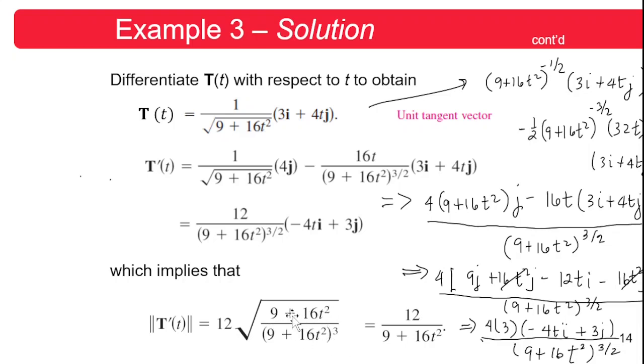And because 9 plus 16t squared is common in both the numerator and denominator, you cancel this out. So this becomes 9 plus 16t squared quantity raised to the second power. And when you take the square root, you have 1 over 9 plus 16t squared times 12. So therefore, the length of this unit tangent vector is 12 over 9 plus 16t squared.